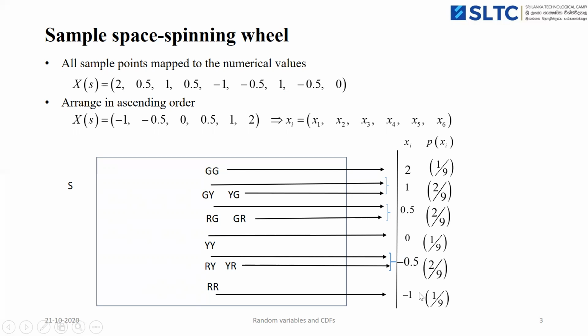So for minus 1 we get 1 by 9, but for the numerical value minus 0.5, the frequency function is 2 by 9 because two outcomes are mapped to minus 0.5. So 2 times 1 by 9 is equal to 2 by 9. Similarly, all the numerical values are mapped, and all their probability functions are calculated.